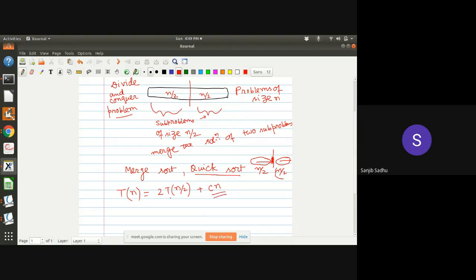Now, can you tell me, in both cases the recurrence relation for merge sort as well as quick sort, they are same. But can you tell me what will be the actual difference? T(n) is 2T(n/2) plus Cn. Although they are same, they actually differ in this term. What is the difference with respect to merge sort and quick sort in this equation?